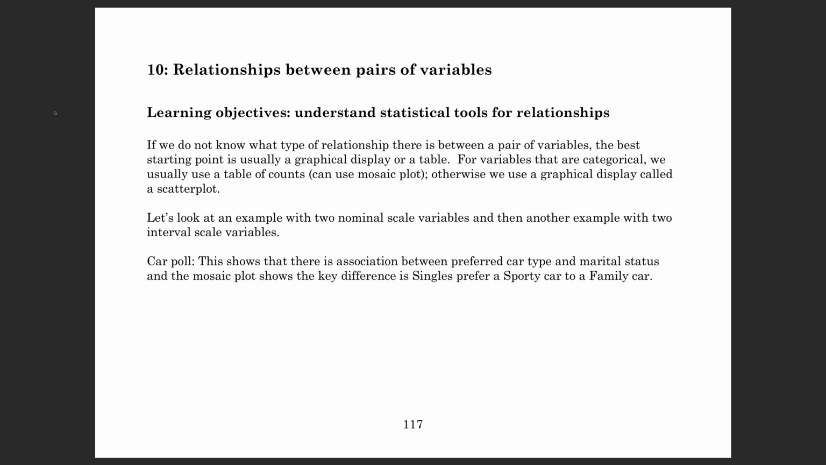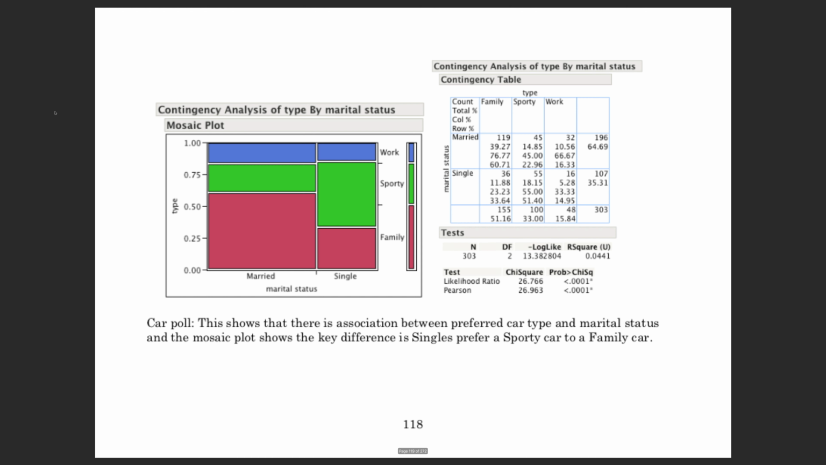It's an opinion poll of men, and it looks at their preferred car type and their marital status. So the key question is to understand whether there is association between your marital status and your preferred car type. So let's have a look at what we see. On the left here, we can see a mosaic plot. A mosaic plot gives us a nice graphical representation of what's going on, where the horizontal axis is marital status, married or single, and the vertical axis is the type of car, family car, sporty car, or work type car.